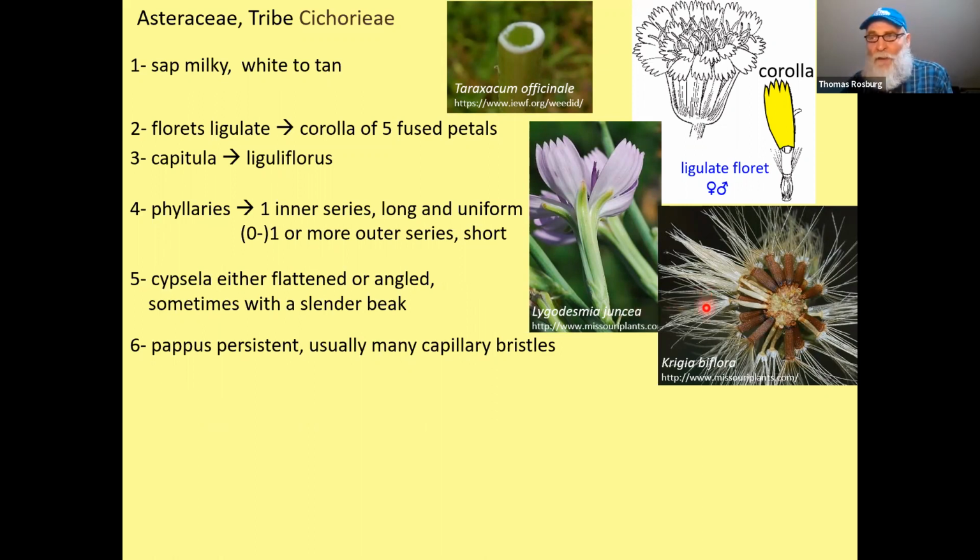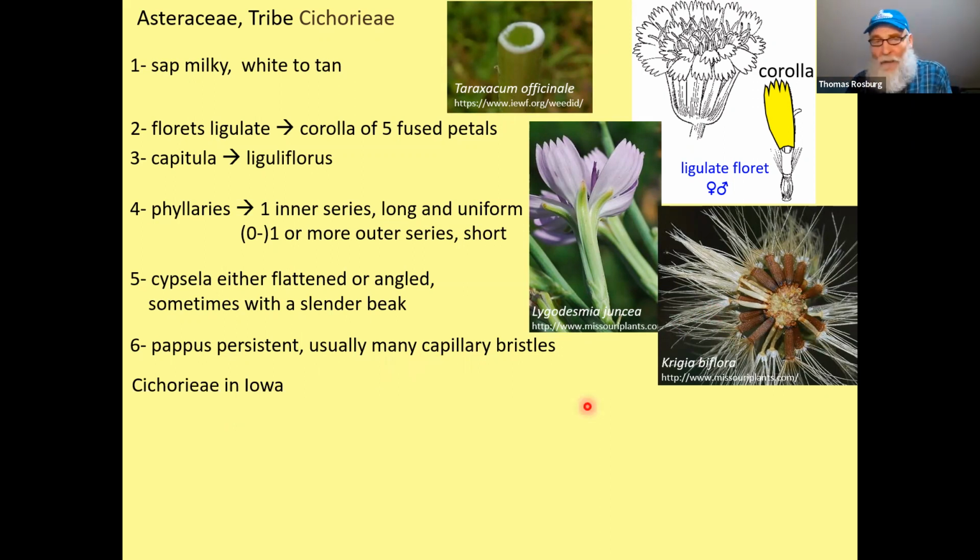This is Cichorieae over here. This is false dandelions, the native species in Iowa. And here again, we can see the brown things here are the fruits. And then the capillary bristles, these bristle-like structures here at the top, are the pappus. So in the Tribe Cichorieae, the pappus is always very persistent. It stays present, doesn't fall off, and it's usually made up of these capillary bristles, which are just slender threads. But there's usually a lot of them.